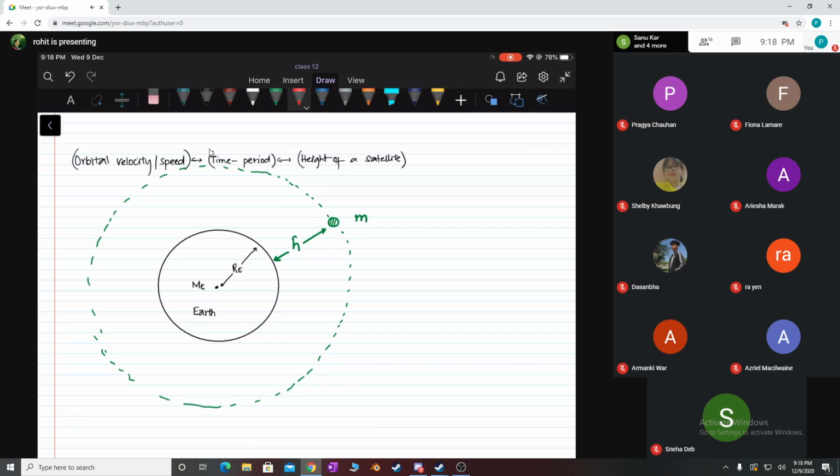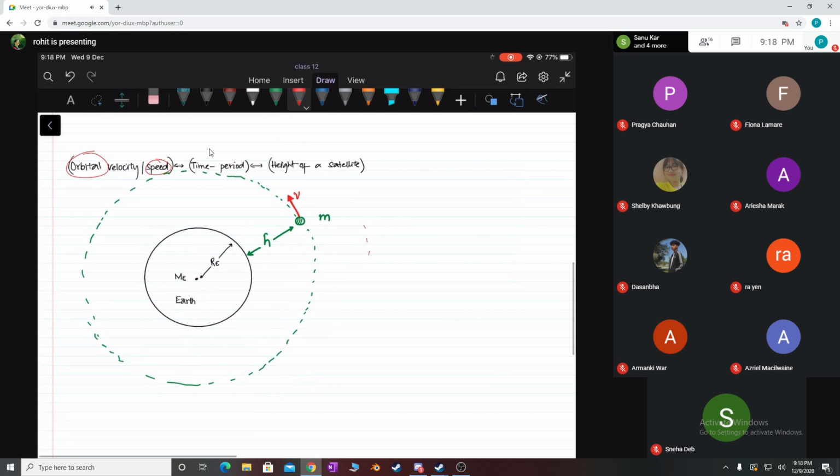Now this satellite, of course, cannot be stationary at that height. It has to move. If the satellite is not moving, it is going to fall. So I'm going to give it a velocity. To be in this orbit, the satellite must have a velocity called v, and that is what is called orbital velocity. The speed which is required for the satellite to be in this orbit, we call it orbital velocity.